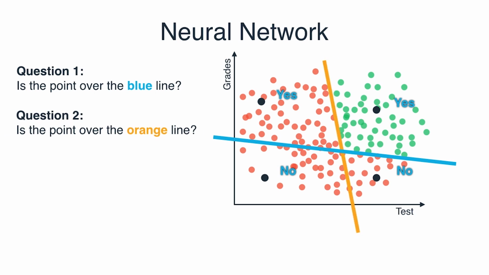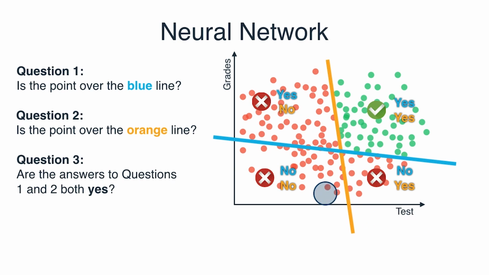The second question is, is the point over the orange line? And we can see that for the 4 points, the answers are no, yes, no, and yes. Now the third question will just take the answers from the previous 2 and combine them. So the third question is, are the answers to questions 1 and 2 both yes? And we can see that for these 4 points, the answers are no, yes, no, and yes. So they are all no except for the one that is in the green area.